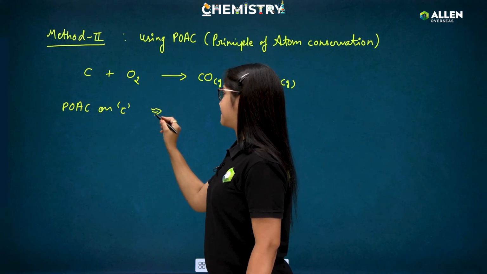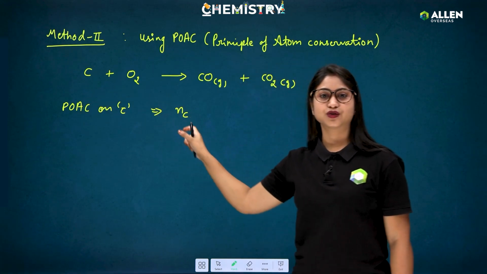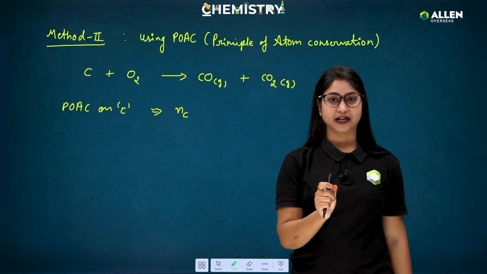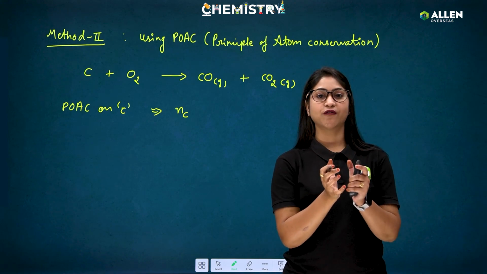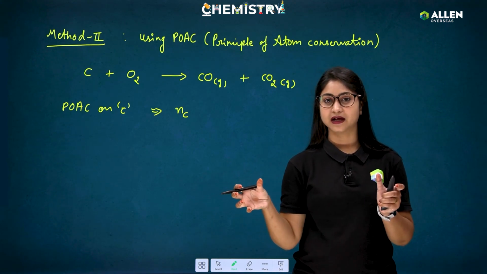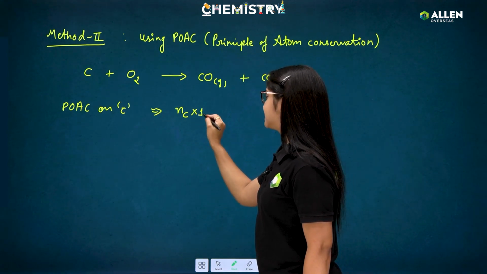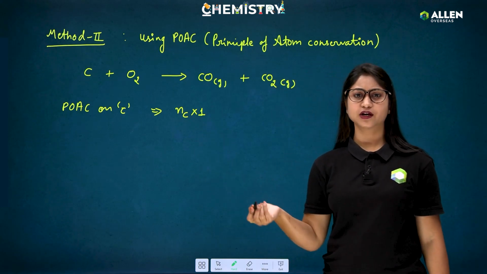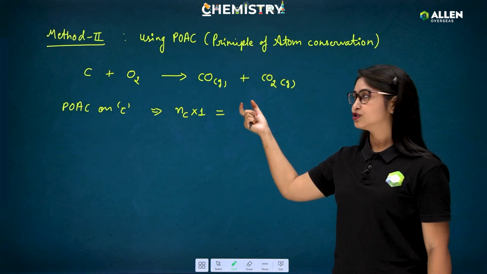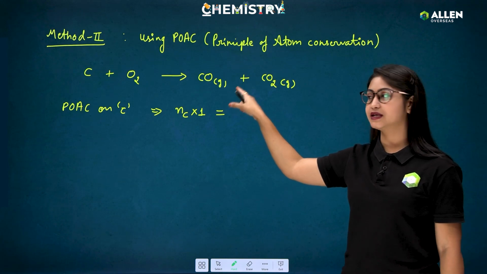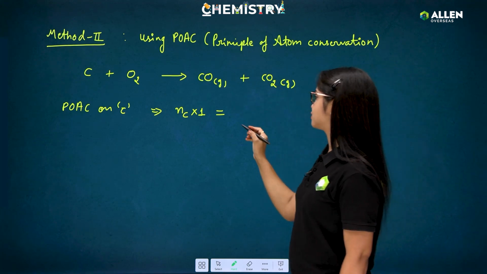So according to POAC, moles of carbon atom at the reactant side. How do we find the moles of atoms? Whenever we are finding the moles of atoms, we can take the moles of molecule into the atomicity of that element. Here I have carbon atom only, so atomicity is 1. So moles of carbon into atomicity 1 will be equal to moles of carbon at the product side. At the product side, the carbon is contained within carbon monoxide and carbon dioxide. So I have to find the moles of carbon monoxide and moles of carbon dioxide.